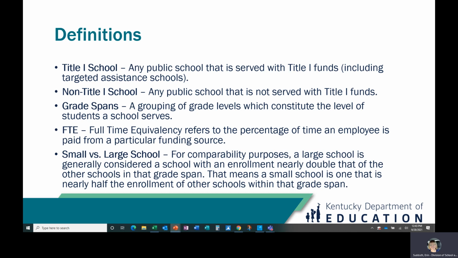Small school versus large school. For comparability purposes, a large school is generally considered a school with an enrollment nearly double that of the other schools in that grade span. That means a small school is one that is nearly half the enrollment of other schools within that grade span. For example, if a high school has an enrollment of 1,500 students and another high school has an enrollment of 800 students, the school with 800 students would be considered small in comparison to the school with 1,500 students.